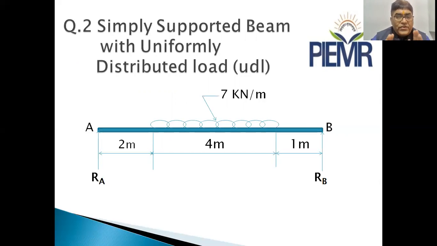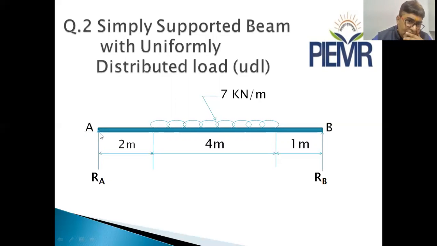I hope that you have understood the question number 1 solution, and now switching on to question number 2. Question number 2 is the simply supported beam with uniformly distributed load. In short, you can write it as UDL. What is the UDL? As I have already mentioned in the last lecture number 6, UDL is the uniformly distributed load from one point to another.